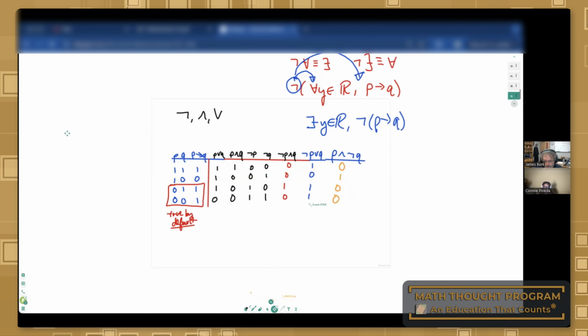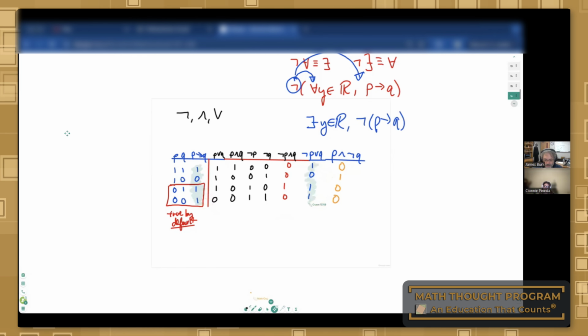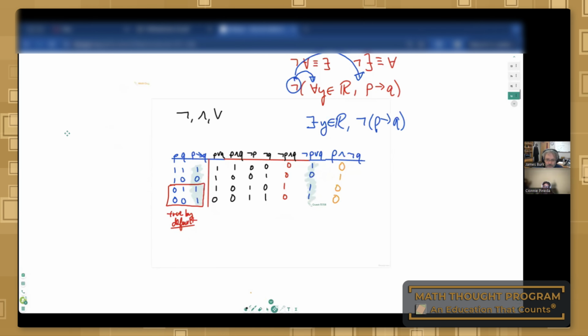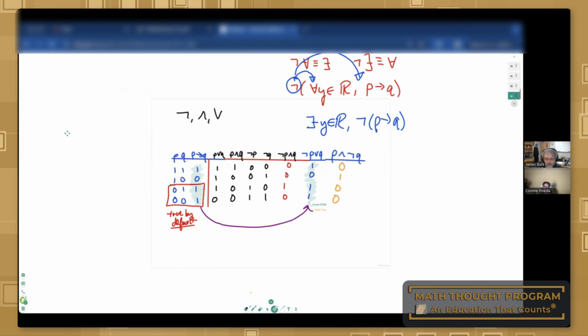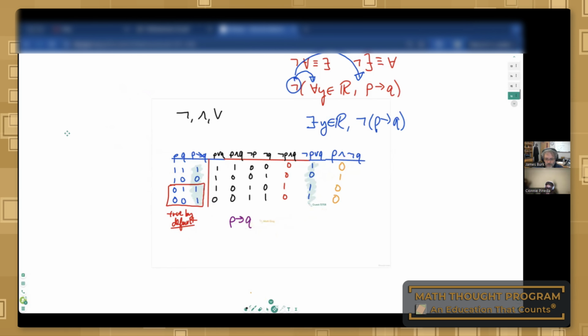Now, here's my question. Whenever you look at the conditional statement here, can you find another column in the truth table that has that exact same structure? Not P or Q. Right there. So what that tells us is this conditional statement can be recalibrated to look just like that. And this is something called the material implication. P implies Q is logically equivalent to not P or Q.